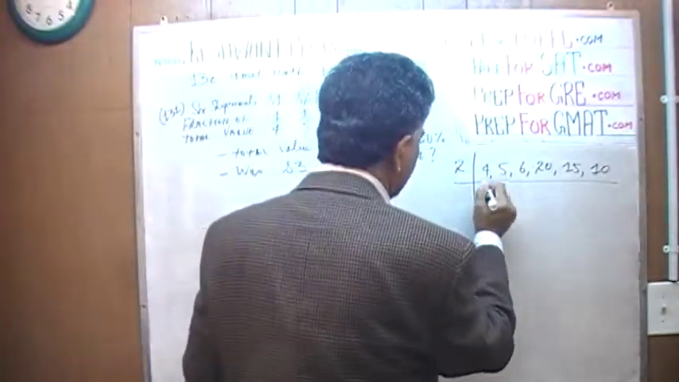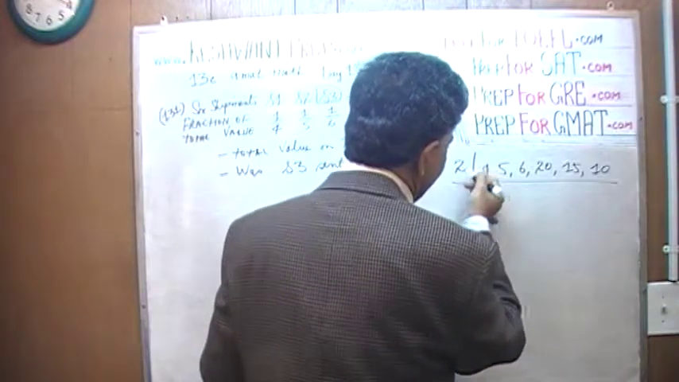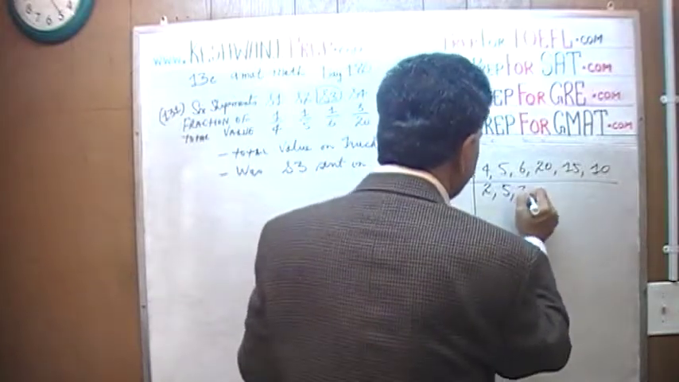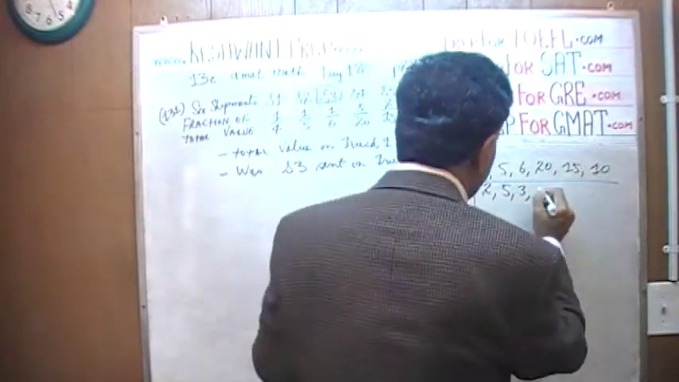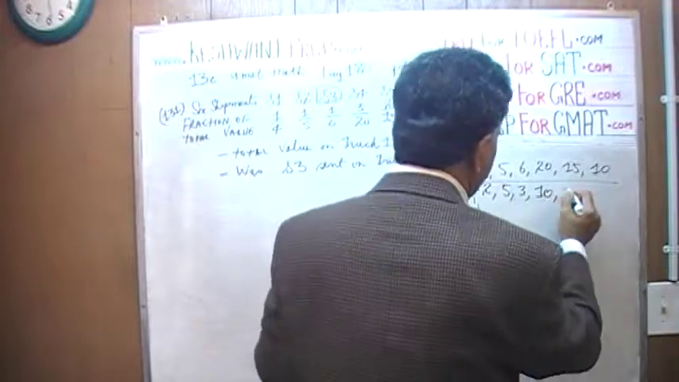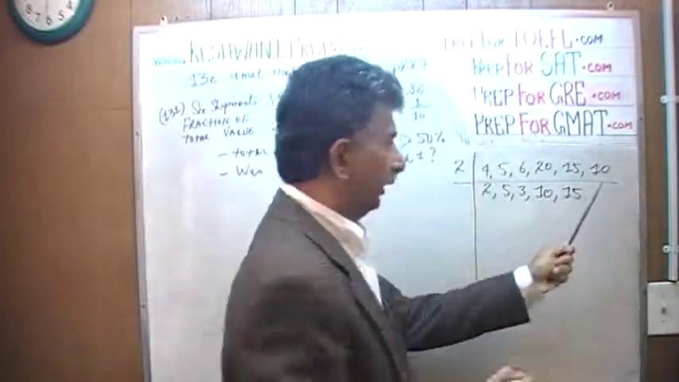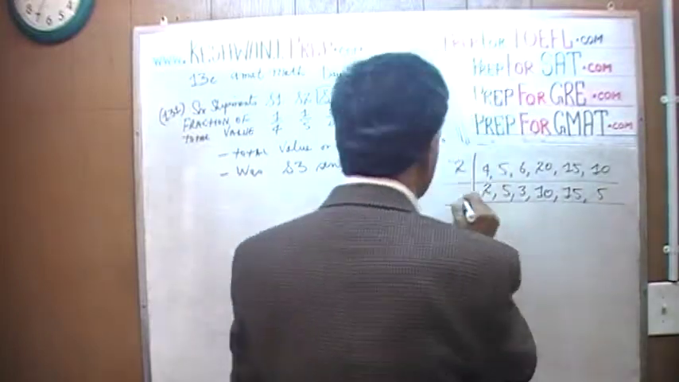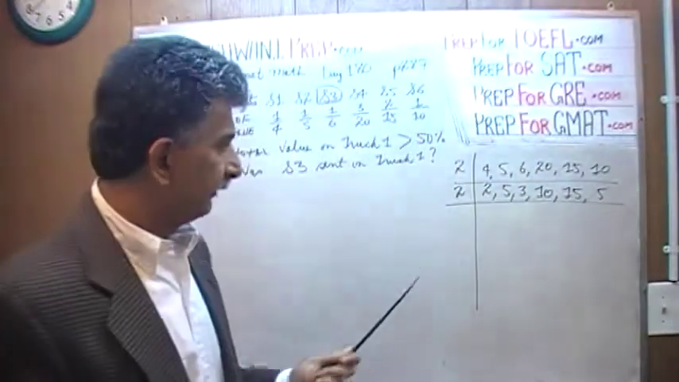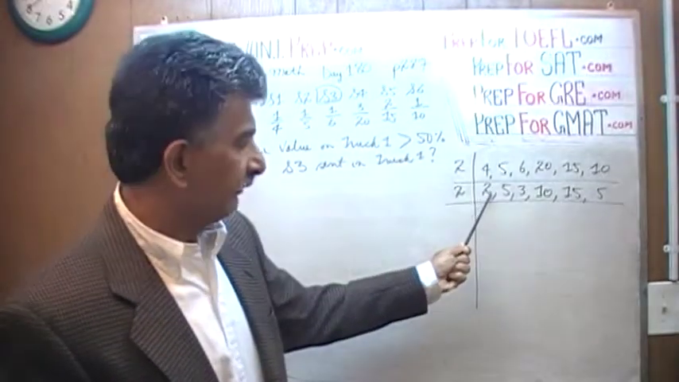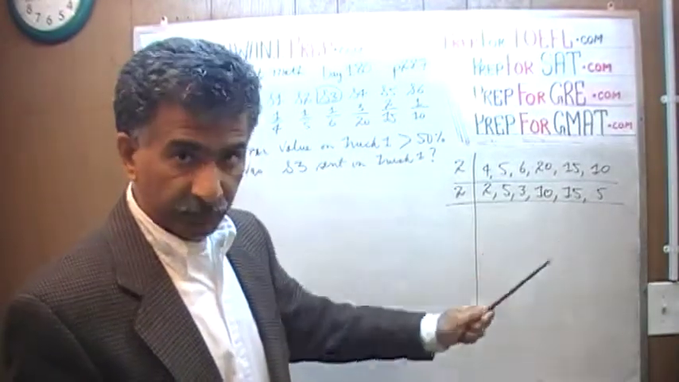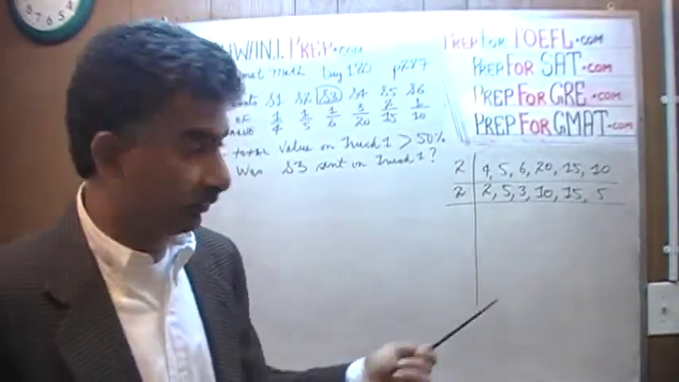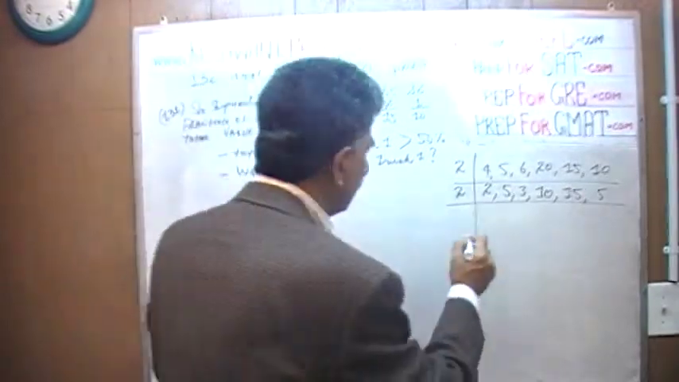2 is common to 4. 4 divided by 2 is 2. 5 has nothing in common, so 5 just comes down. 6 divided by 2 becomes 3. 20 divided by 2 becomes 10. 15 has nothing in common with 2, so 15 comes down, and 10 becomes 5. Can we go with 2 one more time? Yes, this one has a factor of 2, and so does 10. So we can go one more round.